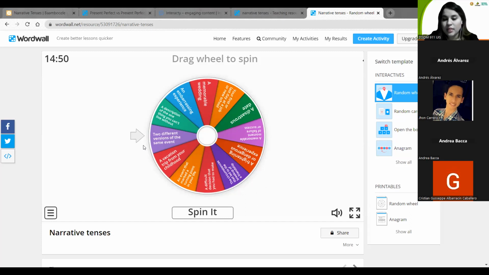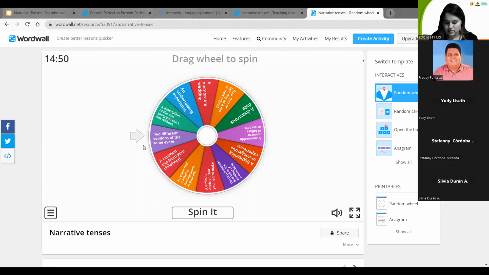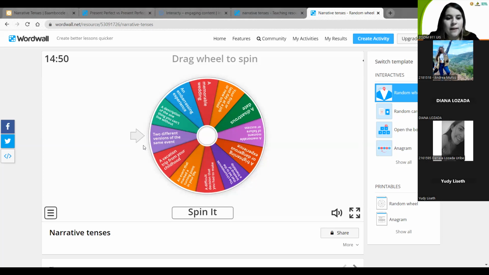Córdoba Miranda Stephanie. Present, teacher. Very good. Durán Ardila Silvia Alejandra. Present, teacher. Good. Fonseca García Freddy. Hi, teacher. I'm here. Okay. Liscan Marisa Judy Lisette. Good. Lozada Díaz Diana Lisette. Present, teacher. Okay, very good. Lozada Uribe Daniela. Present, teacher. Okay. Muñoz Salazar Andrea Juliana. I'm here, teacher. Excellent. Pérez Ardila Natalie Joanna. Here, teacher. Awesome. Pinzón Linares Mayra Juliet. Present, teacher. Good. Plata Vargas Mayra Alejandra. Here, teacher. Good. Rodríguez Llorente Harold David.